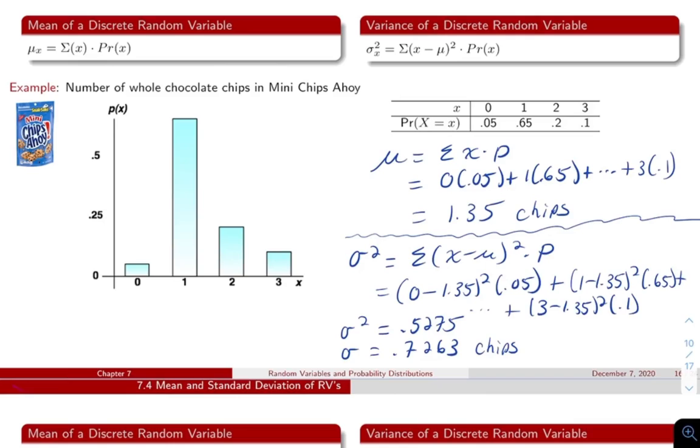To figure out the variance, just like we did earlier in the year, take each data value, compare it to the mean, square to find the difference, and now we're going to weight it by its associated probability. So 0 chips compared to the mean of 1.35 squared, weighted by 0.05, plus 1 chip compared to the mean of 1.35 squared, weighted, etc., gives you 0.5275. Standard deviation is 0.7263. In this section, variance is going to become important, but for right now, the spread is 0.7263.